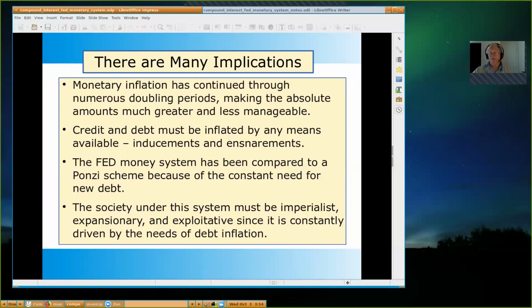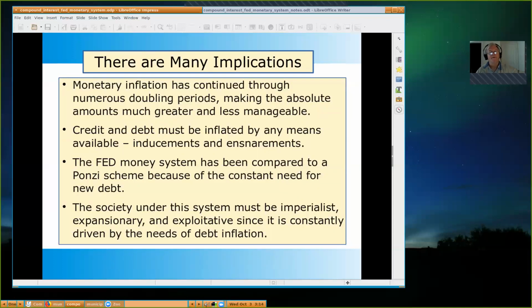So the inducements and the ensnarements, the bait. We talked about the inducement of getting into real estate and the ensnarements of the debt trap of your car and credit cards and things.